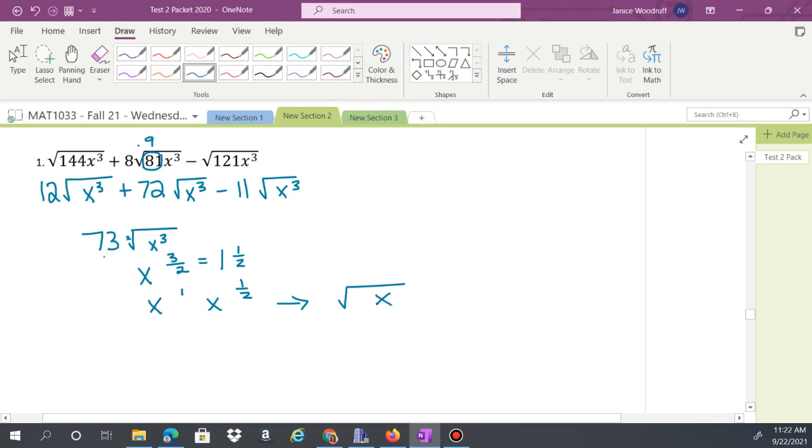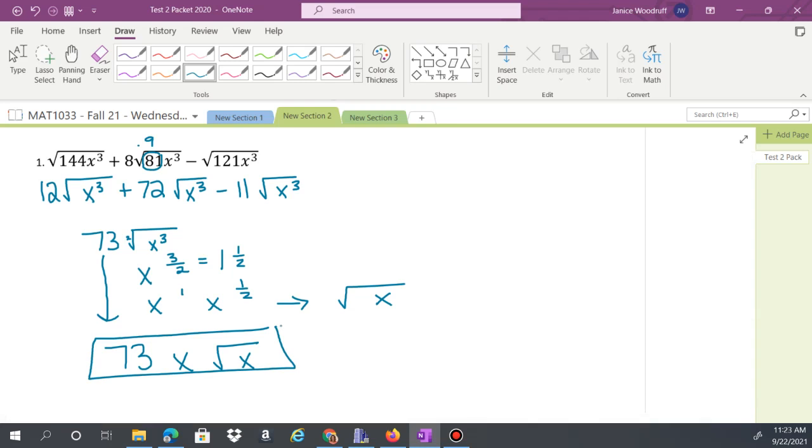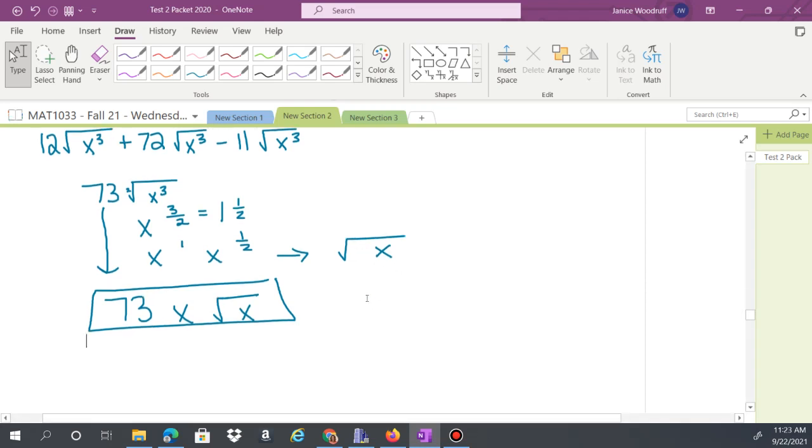So our problem is, if we bring down the 73, you have 73. Then you have your x to the first, so just x. Then your x to the 1/2 became square root of x. So 73x square root of x. Okay, so that's adding and subtracting. Now let's go on to multiplication.